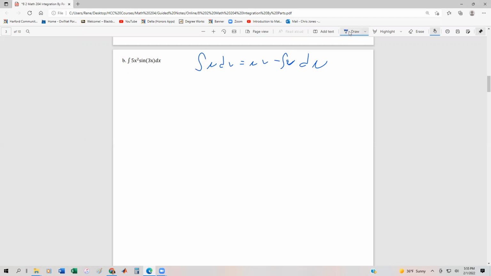Now, to start this one, notice that there's a coefficient of 5. We can factor that 5 on the outside of the integral sign, and we're left with x squared sine 3x dx. At this point, when we define our variables u and dv, it seems like u would be x squared, because we know that the derivative of x squared is 2x, and dv is going to be that sine 3x dx.